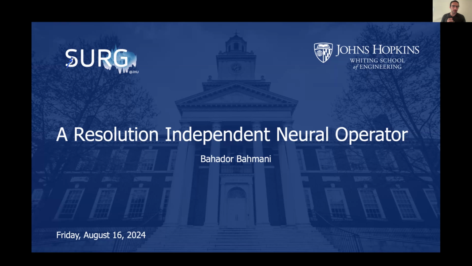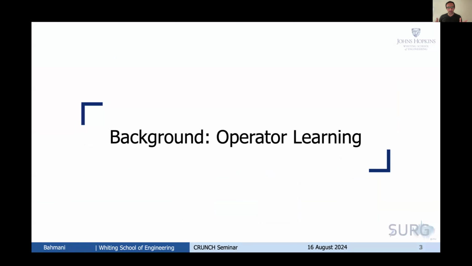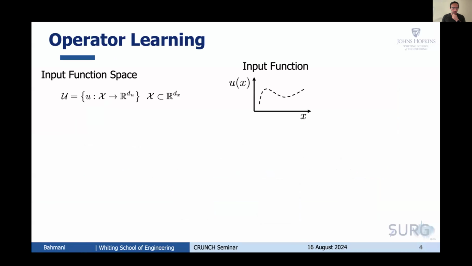I'm going to present our recent work on resolution-independent neural operator. I'm going to provide the results mostly from our recent paper, which is available on arXiv, and it's a joint work with Somdara Goswami, Yanis Kabrikeris, and Michael Shields. I will give some background about operator learning and set up the notation and what type of problem I'm interested in solving, and then we go to more details about our approach.